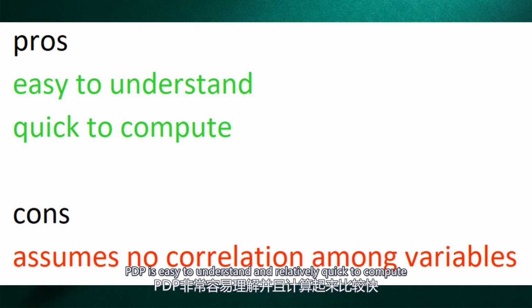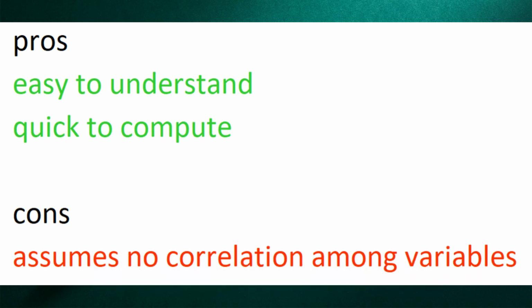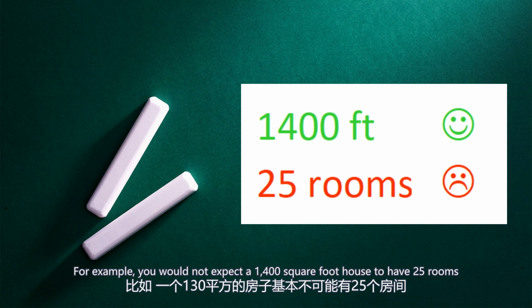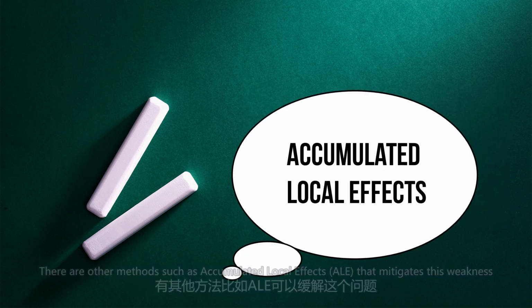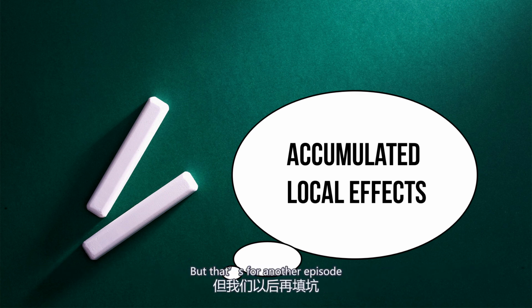PDP is easy to understand and relatively quick to compute, but it assumes no correlation between independent variables, which is unrealistic. For example, you would not expect a 1,400 square foot house to have 25 rooms. There are other methods, such as accumulated local effects, that mitigate this kind of weakness. But that's for another episode.